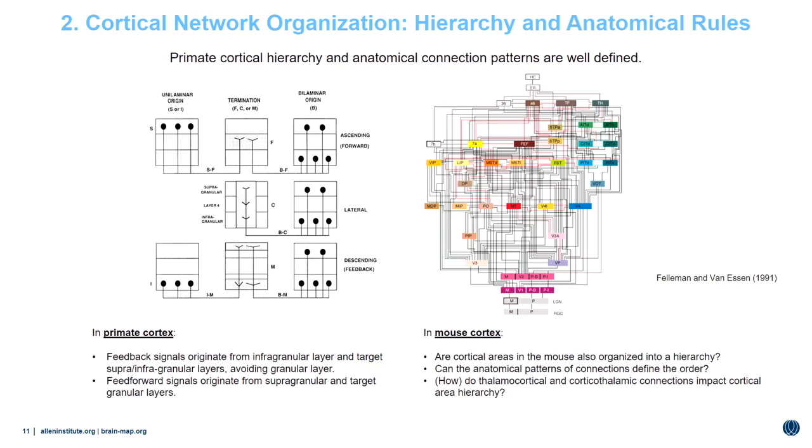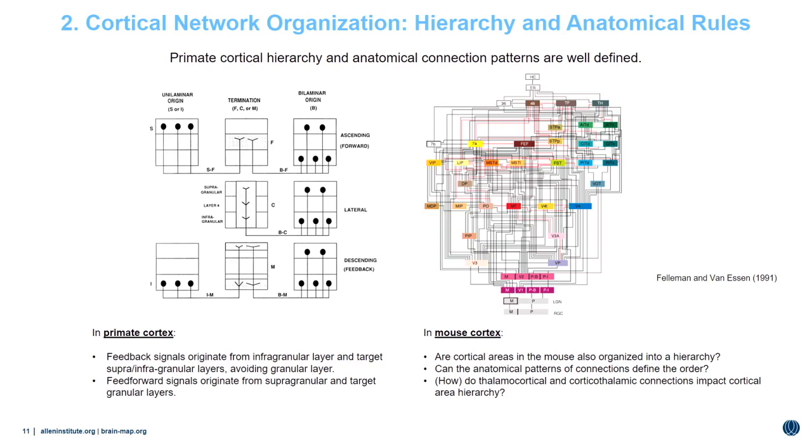So, for example, specifically in primate cortex, the feedback signals tend to originate from the infragranular layer and target the shallow and the deep layer, avoiding the granular layer, layer 4. On the other hand, the feed-forward connections tend to originate from the supragranular layer and tend to target the granular layer, layer 4. However, in the mouse brain, we do not really know the well-defined hierarchy or the rules that define the feed-forward or feedback connections.